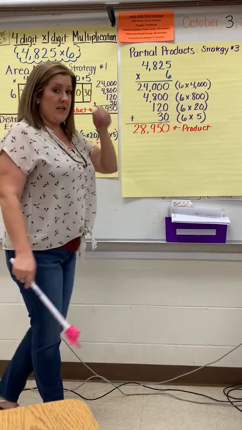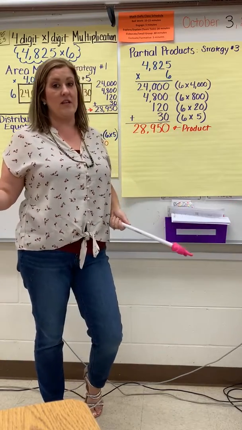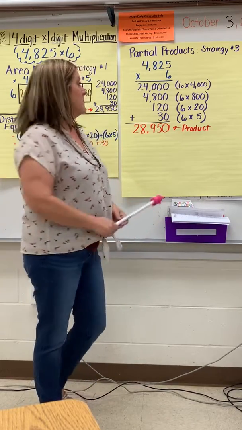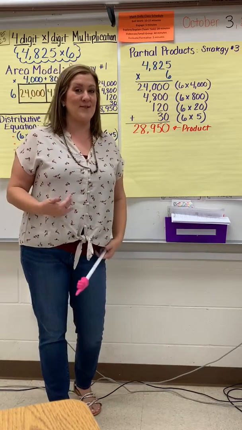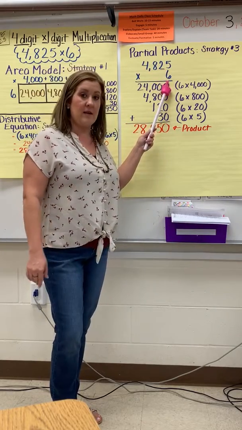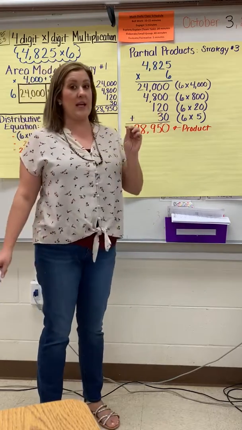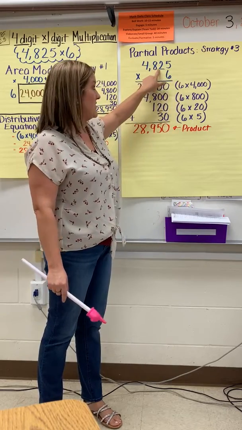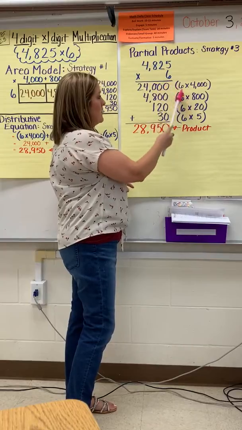The third strategy is the partial products. We call it partial product strategy. It's the same concept, just written differently, okay? So this time, it's going to look more like what we learned when we were in elementary school. Setting up 4,825 times 6, this time vertically, okay? Still breaking apart or decomposing the larger number into its place values and multiplying each place by 6, okay?